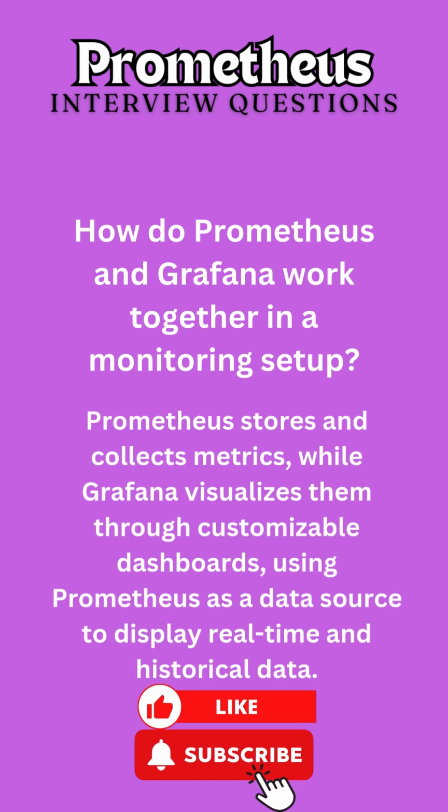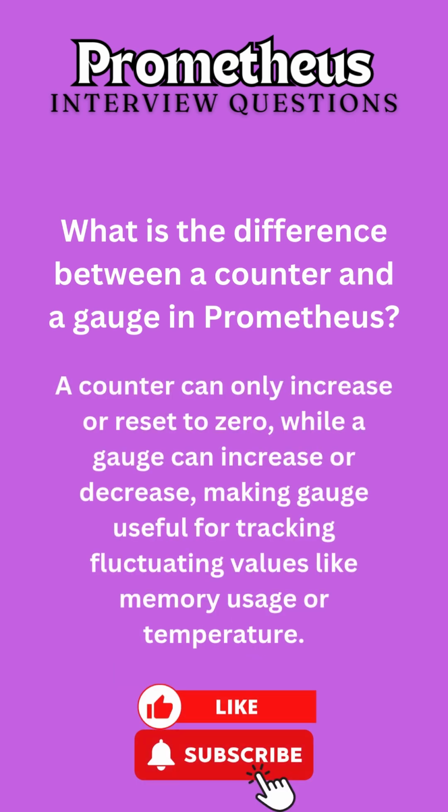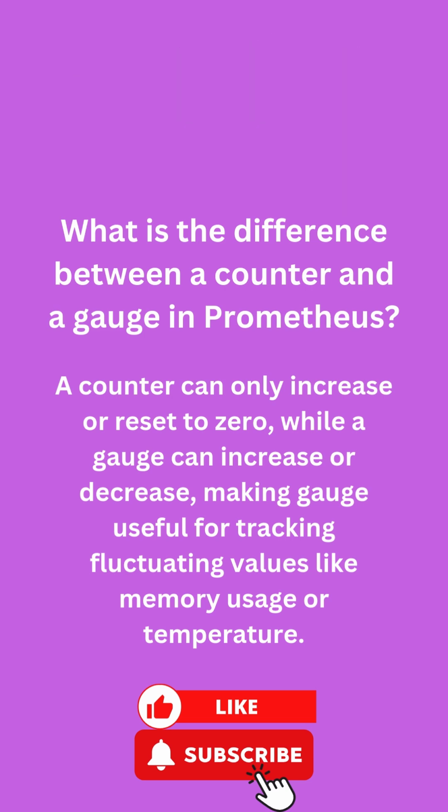Prometheus stores and collects metrics, while Grafana visualizes them through customizable dashboards, using Prometheus as a data source to display real-time and historical data. What is the difference between a counter and a gauge in Prometheus? A counter can only increase or reset to 0, while a gauge can increase or decrease, making gauge useful for tracking fluctuating values like memory usage or temperature.